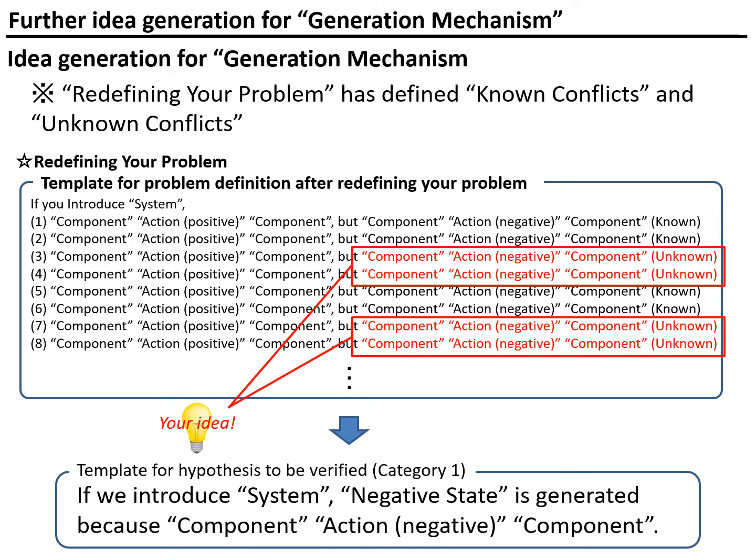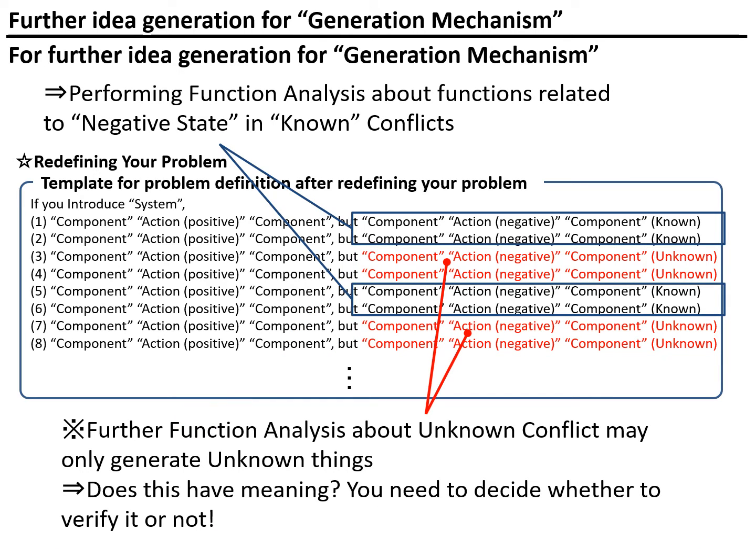If we introduce system, negative state is generated because component acts on component. Then to further generate ideas related to generation mechanism, you need to perform function analysis about functions related to negative state in known conflicts. So unknown conflicts, you may already recognize this as an idea, but if you further perform function analysis around the known conflicts, you may get something which is unknown.